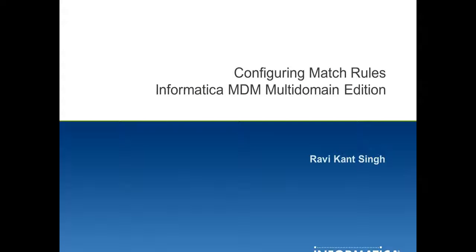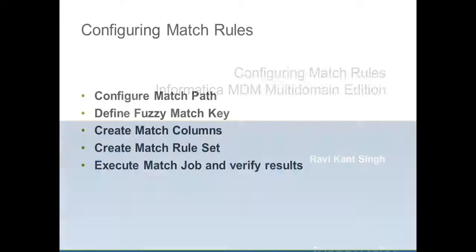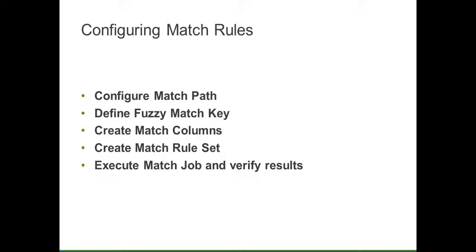As part of this video, we will be going through steps to configure a match rule for a particular base object. There are primarily 4 steps to configure a match rule. We need to define the match path, we need to define the fuzzy match key, we need to define match columns, and we need to define match rule sets using those match columns. After all this, we will be executing the match job and looking at the results. So let's have a quick demo.